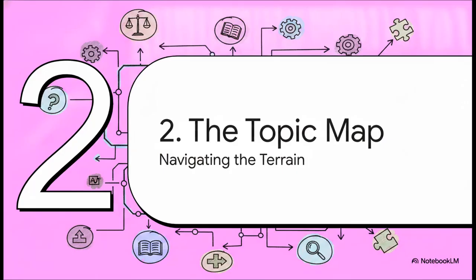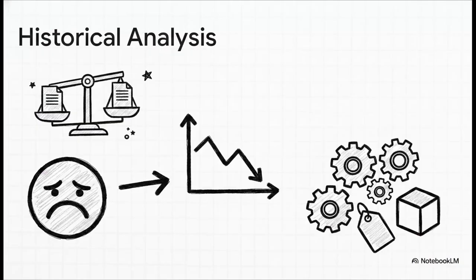Moving right along to Section 2, let's open up the topic map and navigate this terrain. The AICPA blueprint groups topics very, very deliberately. Understanding this layout is like a cheat code. It's going to help you quickly identify what a multiple choice question or a simulation is actually asking you to do. Under the historical analysis umbrella, we basically have three main pillars.